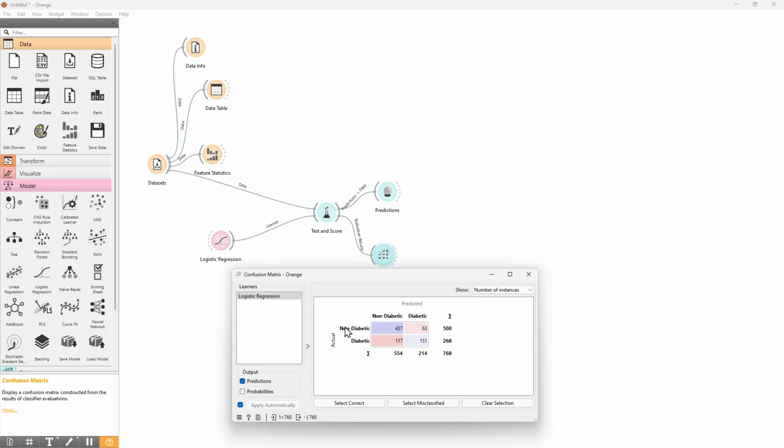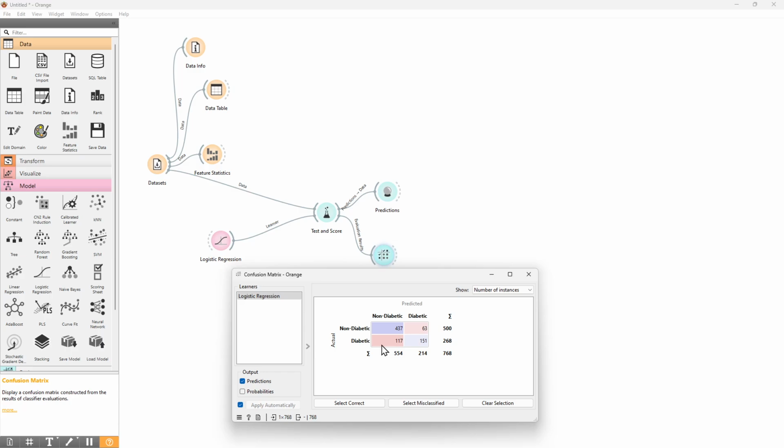So what do these do? Well, these 63 people do not have diabetes, but they were identified as having diabetes by the model, so that's wrong. And here 117 people do have diabetes, but the model said no, they don't. So that's also wrong. Generally, by the way, we also identify one group as positive and the other group as negative. Here, we identify the diabetic group as the positive class, and the non-diabetic class as the negative class.